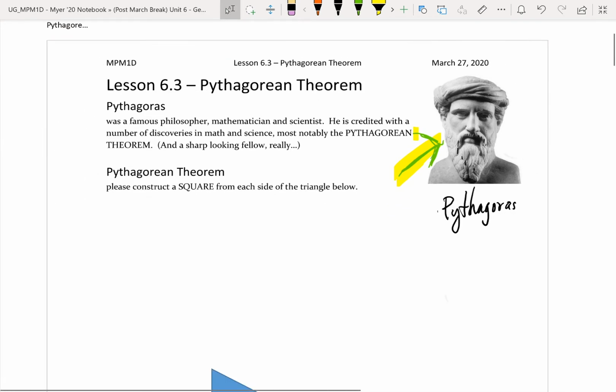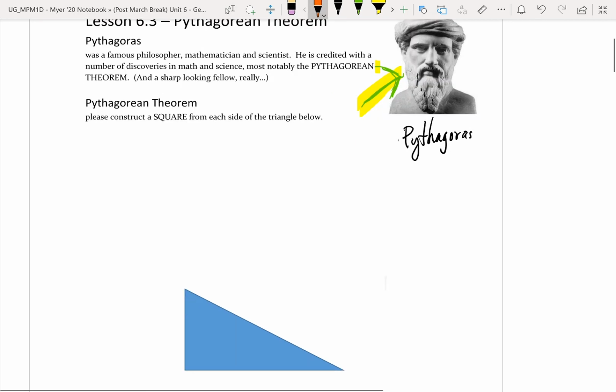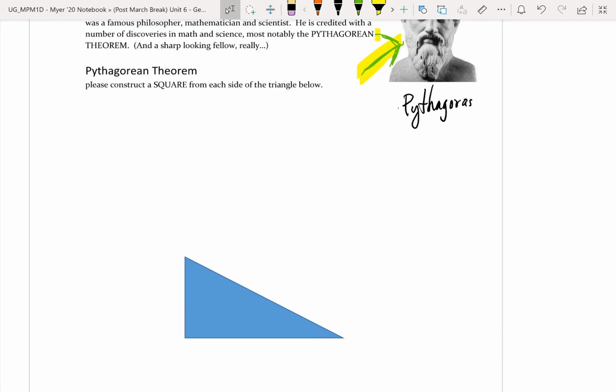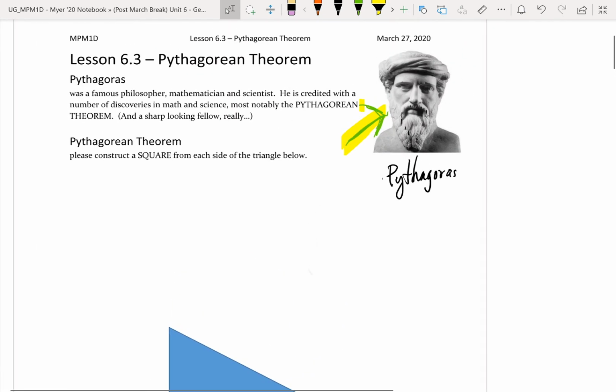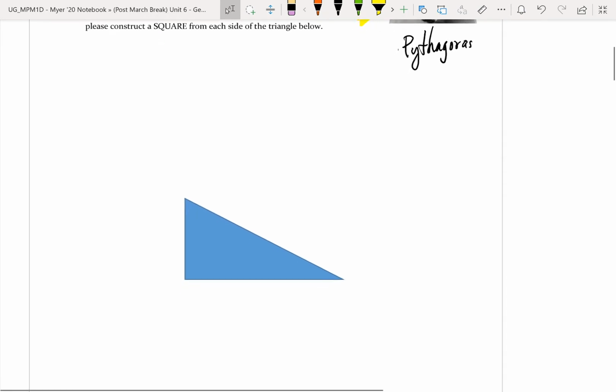Are you guys familiar with Pythagorean theorem already? I'm sure you probably learned it in grade 8. Yeah. You did? Yeah. All right. So let's see if this looks familiar to you. So if you look at the triangle that we have here, we're going to construct a square from each side of the triangle below.